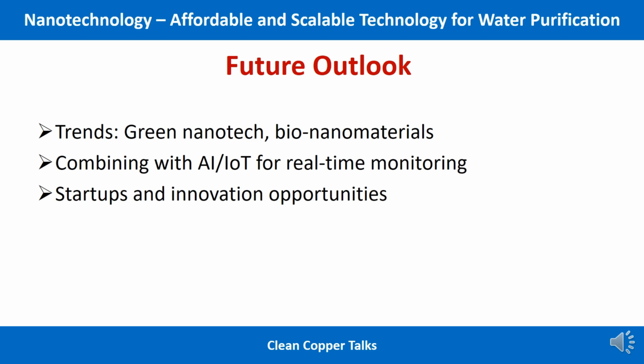So startups and innovation centers can see a big opportunity here. If any startup or innovation center is able to develop such a technology, it will be a market breaker. It will be a super product, and therefore a lot of opportunity lies in combining AI and Internet of Things for real-time monitoring of contaminant removal through nanotechnology-based membranes.